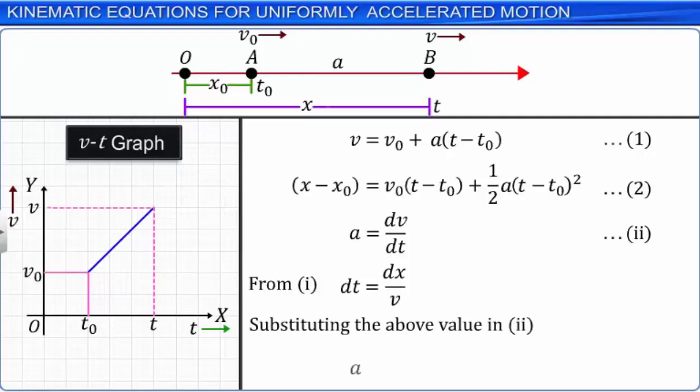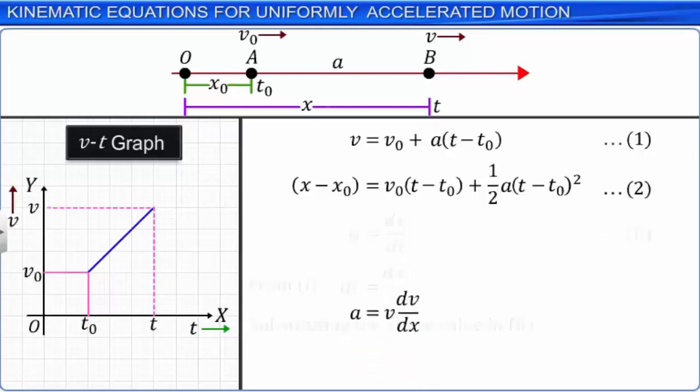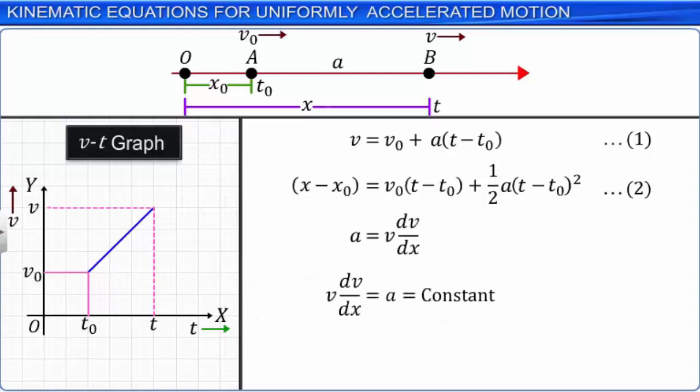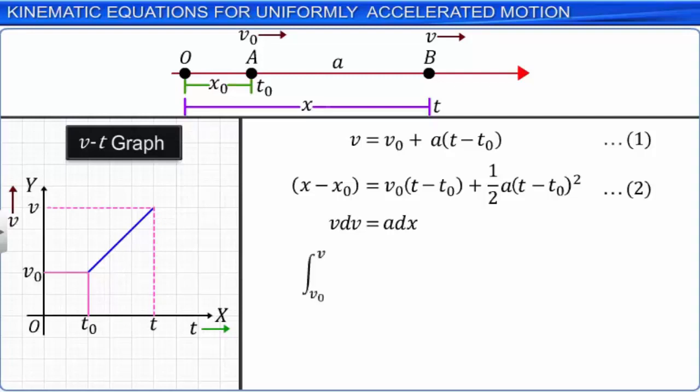By cross-multiplying, we get v into dv is equal to a into dx. Integrating both sides, we get integral v0 to v, v into dv is equal to a into integral x0 to x dx. This is equal to half v square minus v0 square equals a into x minus x0. Rearranging the equation, v square is equal to v0 square plus 2 a into x minus x0. This is equation 3 of motion.